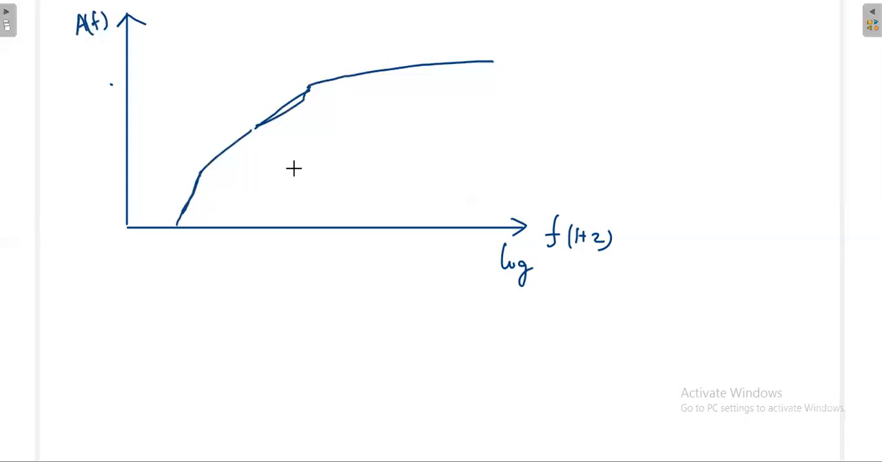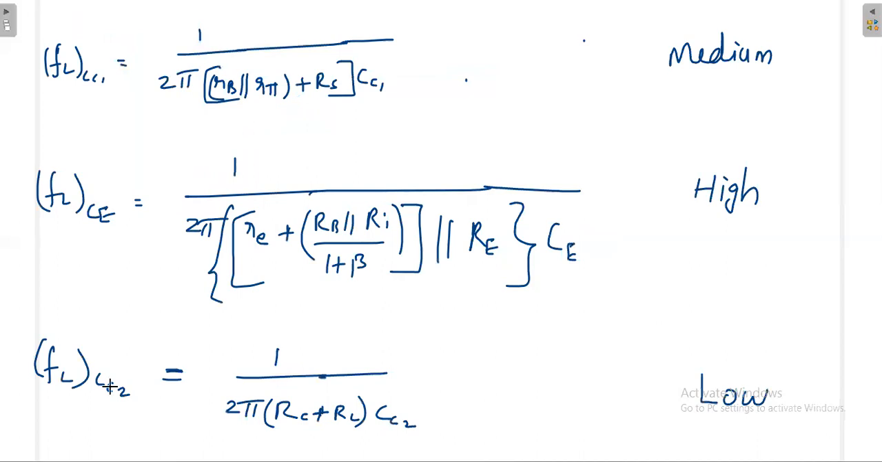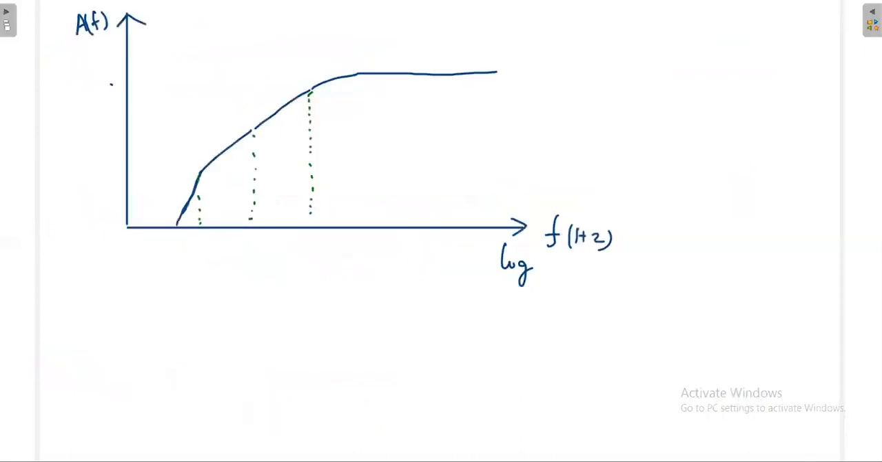What is happening in this process? You are getting many curves. Now, if you observe properly, this is one cutoff frequency, this is another cutoff frequency, and this is another cutoff frequency. Which one is very, very low? This one is very low: coupling capacitor CC2. Which is high? CC1 is high. Then in the middle, the bypass capacitor comes. I note down here: this is FL due to CC2.